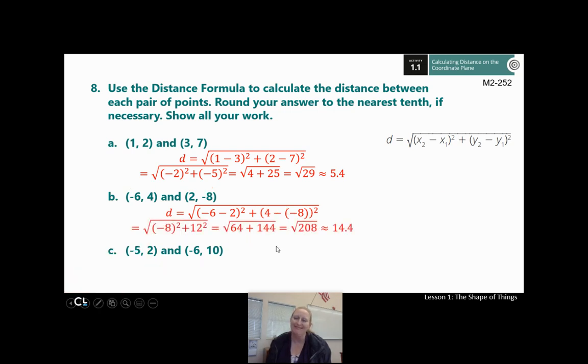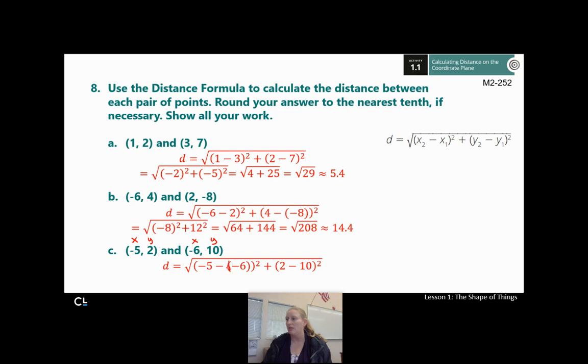There's the pretty version. Let's talk about this last one then, part C. So again, subtract the x coordinates. So negative 5 minus a negative 6. Subtract your y coordinates, so 2 minus 10. Set that up. There we go. All set up and ready to go. Now we got to clean this up.